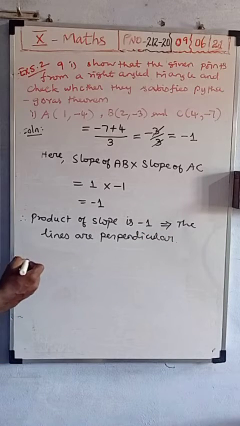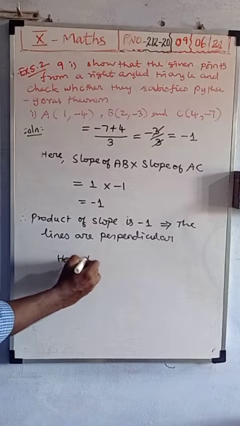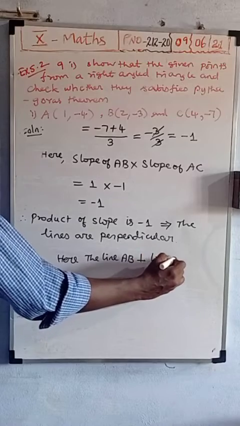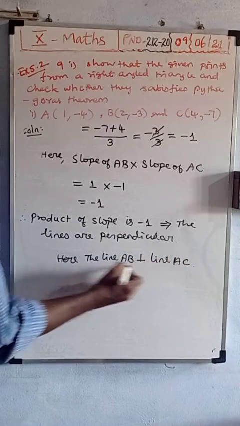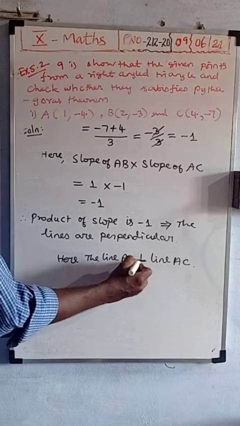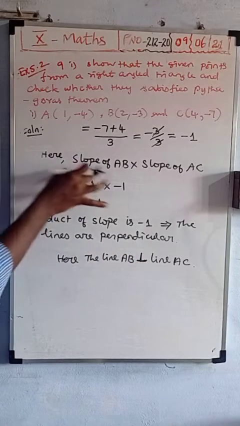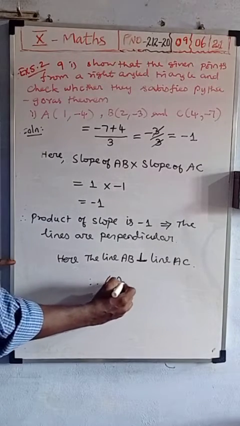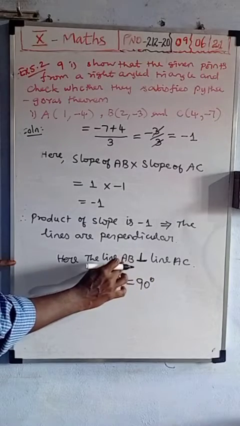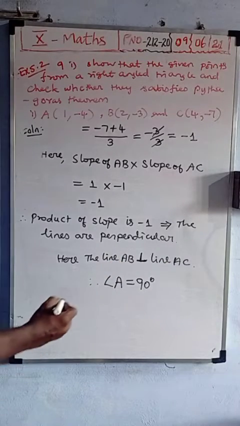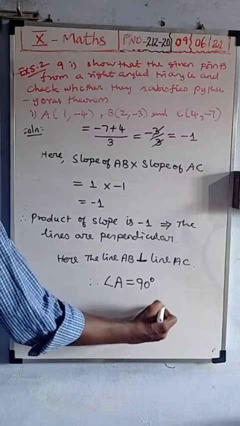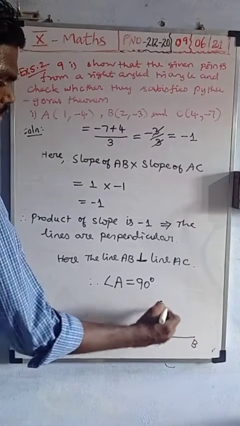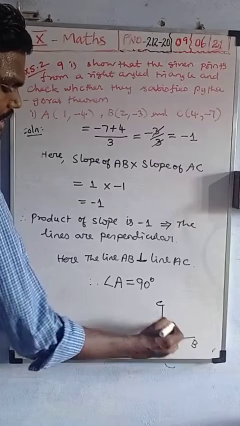So here, which lines are perpendicular? The line AB is perpendicular to the line AC. This is the perpendicular symbol. AB is perpendicular to AC. Therefore, angle A is equal to 90 degrees, because A is the common point. That means AB is perpendicular to AC, meaning angle A is 90 degrees.